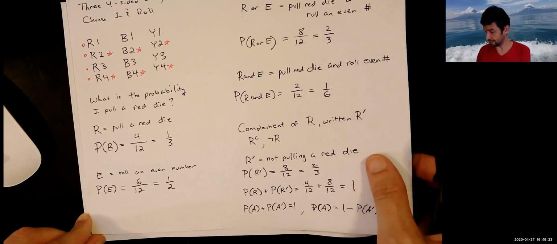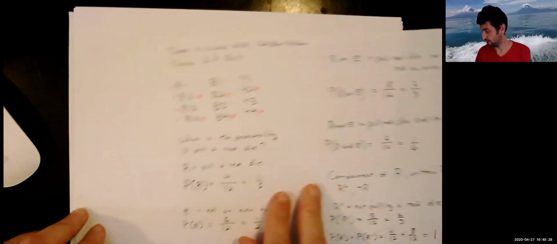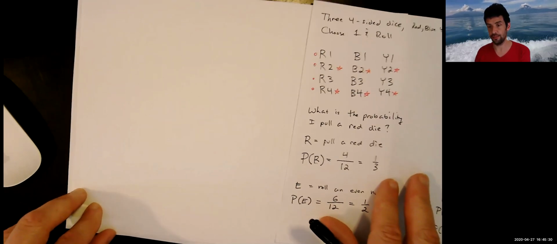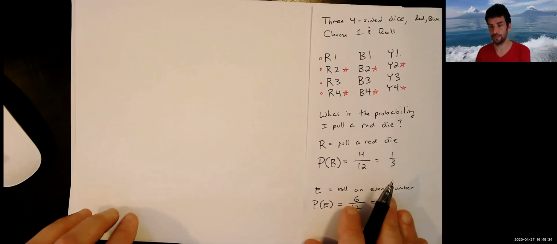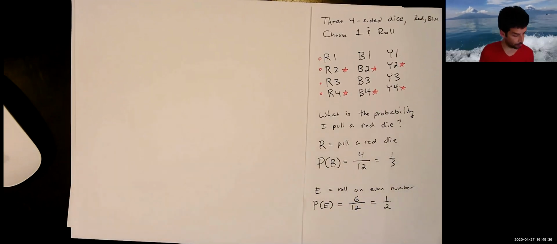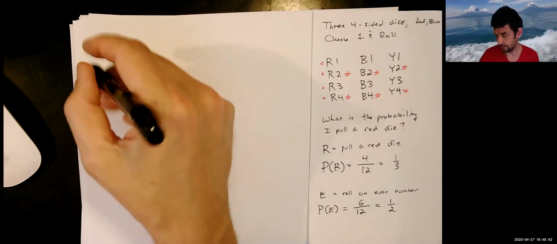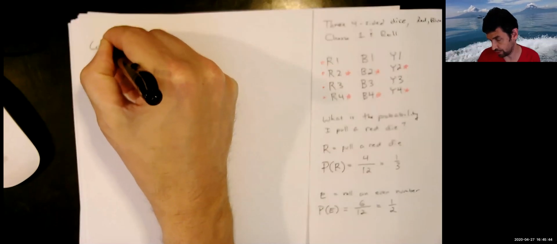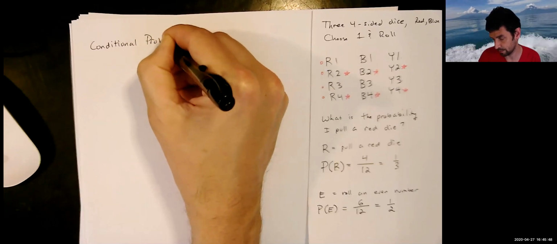All right, let's add one more kind of thing to this. I want to keep my sample space here, and I'm going to use these same events, so I'll do it here. Okay. So we're going to add one more kind of probability with a new notation. This is something called conditional probability.